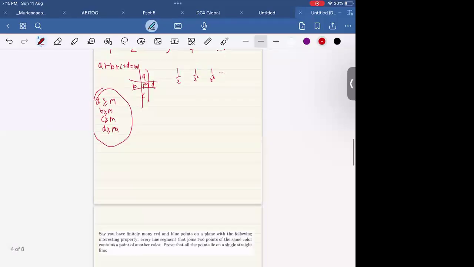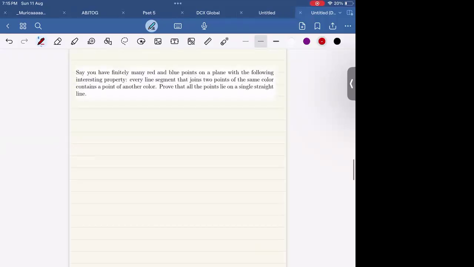Okay. So now it comes to the next problem, which is a more interesting problem, unlike the previous two. The previous two just outlined the power. Now this is an actually interesting problem. So let's say you have finitely many red and blue points on the plane with the very interesting property that every line segment, that's a key word, that joins 2 points of the same color contains a point of another color. Prove that all the points lie on a straight line. So I'm going to give you guys 2 minutes to think about it. If you have any solutions, you can speak out.